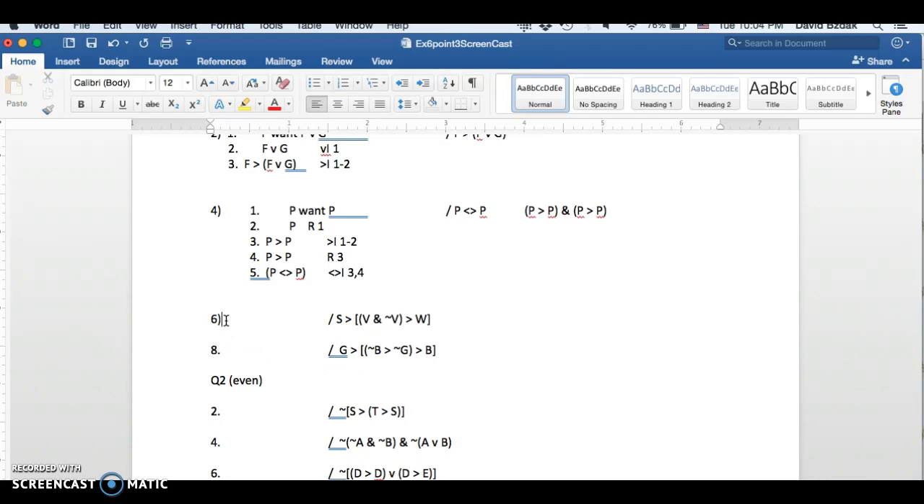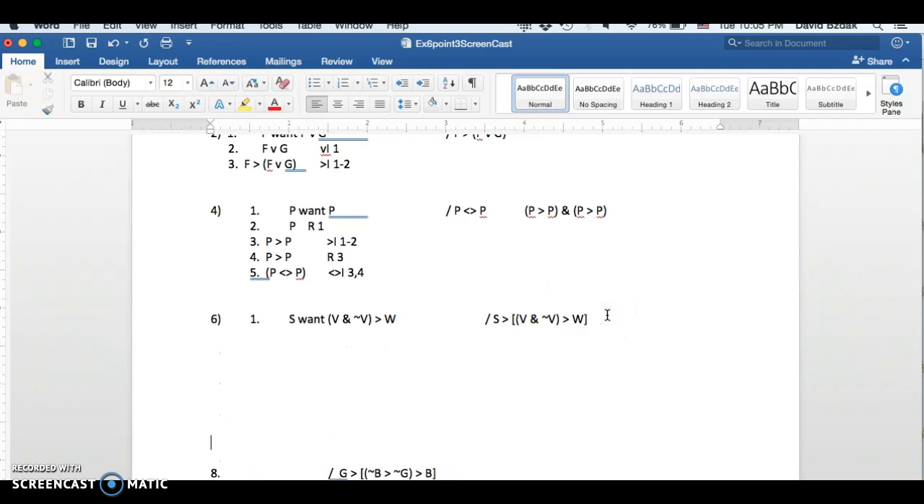Okay, number 6. Again, our conclusion here is a conditional, so we use conditional introduction. So we'll assume S, and we want V and not V conditional W. Right? Again, you always assume your antecedent, and then you want to get the consequent. Okay.